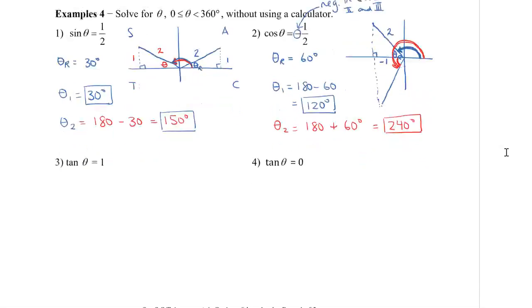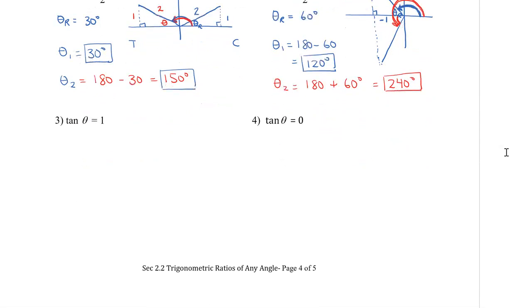Let's take a look at a couple more that involve tan. So tan theta equals 1. Now I recall that this is going to be 1 over 1. And that is my special triangle that involves the 45-45 triangle. Now tan is positive in the first quadrant and the third quadrant.